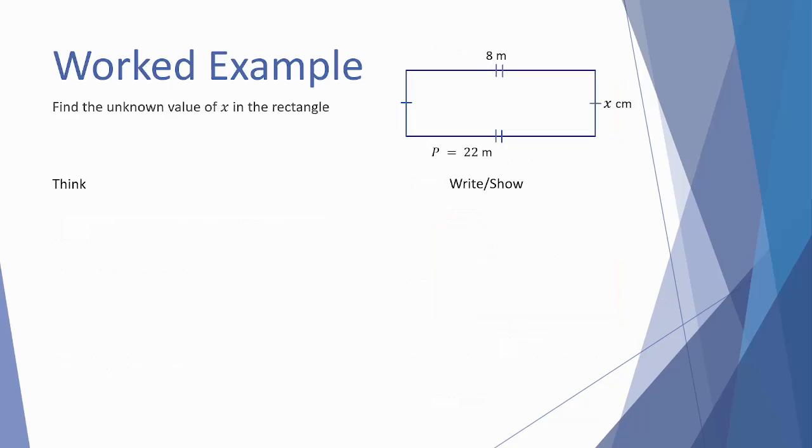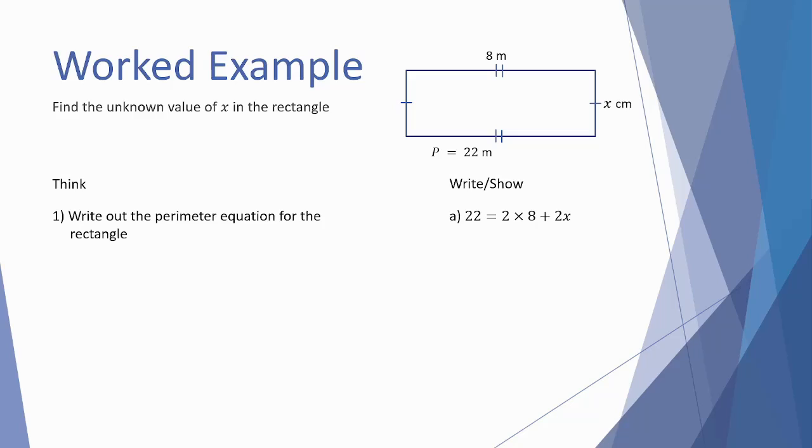Here's another type of question for perimeter. We've been given the perimeter of 22 meters, and we've been asked to find the unknown value of x in the rectangle. And x is the shorter side of this rectangle. First, I would write out the perimeter equation for a rectangle. So I know that the perimeter of a rectangle is twice the length plus twice the width. So I've written down the equation. The perimeter, which I knew was 22, equals 2 times 8, twice the length, plus 2x, twice the width.